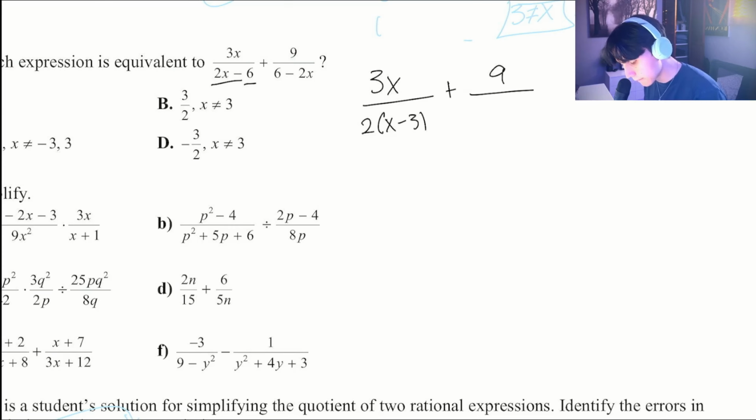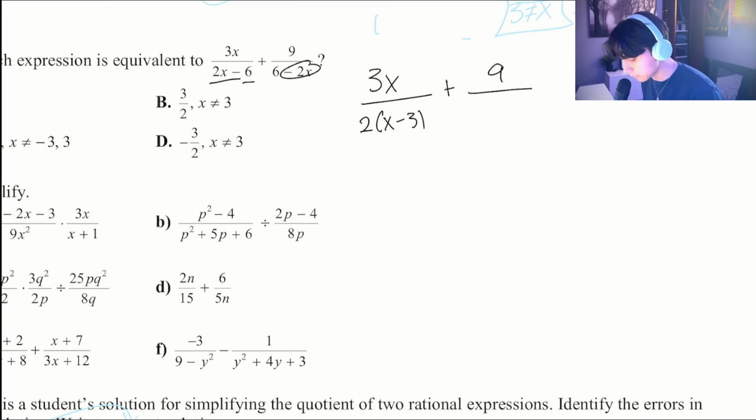Plus 9 over, and usually when you're factoring out something, you're going to factor out whatever is in front of x. Since we have a negative 2, we're going to factor out that negative 2 there. So 6 divided by negative 2 is negative 3 plus x, or in other words, x minus 3.